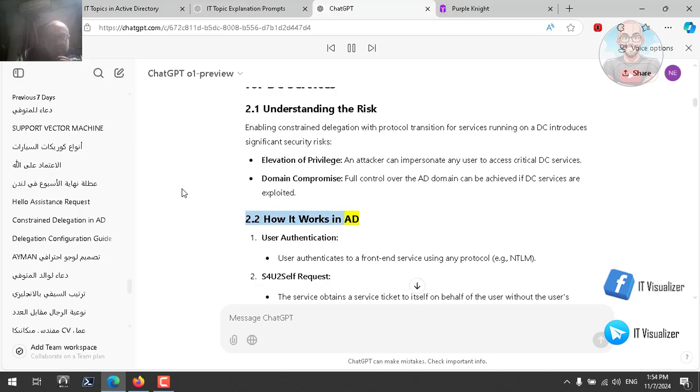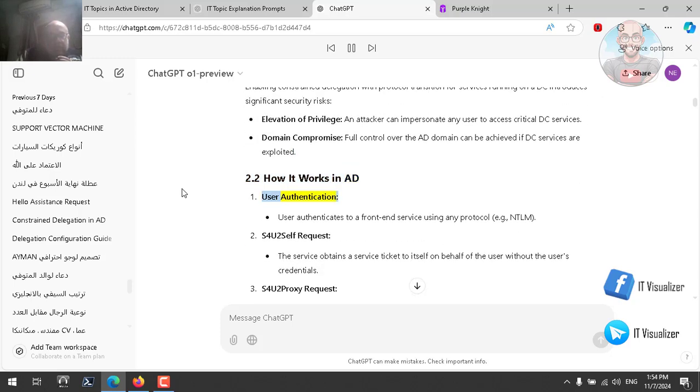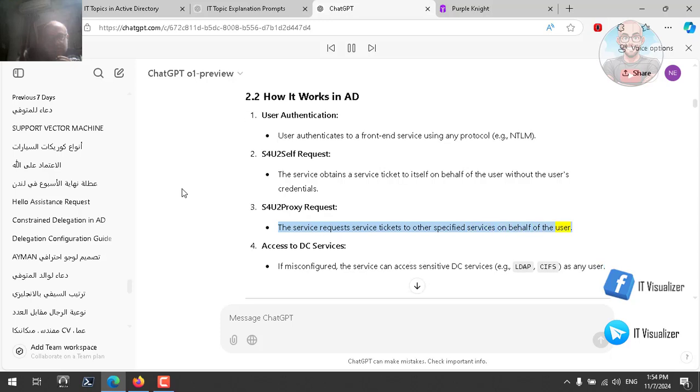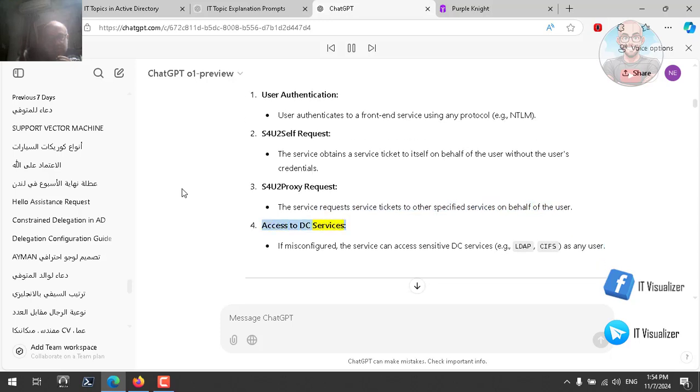2.2 How it works in AD. User authentication. User authenticates to a front-end service using any protocol, e.g., NTLM. S4U2Self request. The service obtains a service ticket to itself on behalf of the user without the user's credentials. S4U2Proxy request. The service requests service tickets to other specified services on behalf of the user. Access to DC services. If misconfigured, the service can access sensitive DC services, e.g., LDAP, CIFS, as any user.